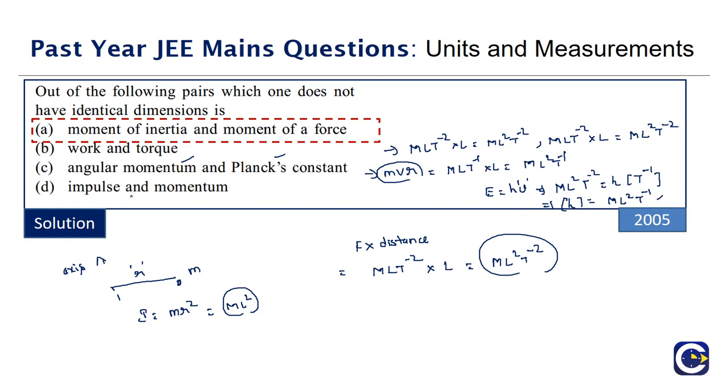And coming to option D, which is impulse and momentum. Here we are looking at the linear momentum, which is mass times velocity, MLT^-1. And impulse is a measure of impact of force, which is given by the force into the time for which the force is acting, which means the force dimension MLT^-2 into T will be MLT^-1. So impulse and momentum have the same dimension. So the set of quantities that do not have the same dimensions are moment of inertia and moment of force.